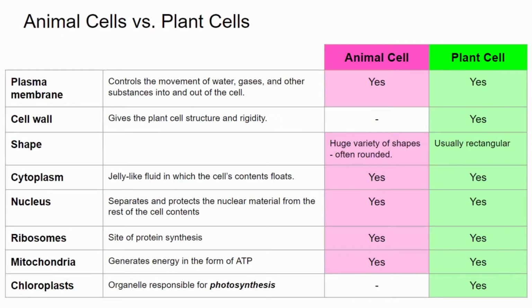Mitochondria are found both in animal cells and plant cells, and they're responsible for generating energy in the form of ATP. Whereas chloroplasts are responsible for photosynthesis. They take energy from the sun, they take water, they take carbon dioxide, and they use those to make glucose for our plant cell.